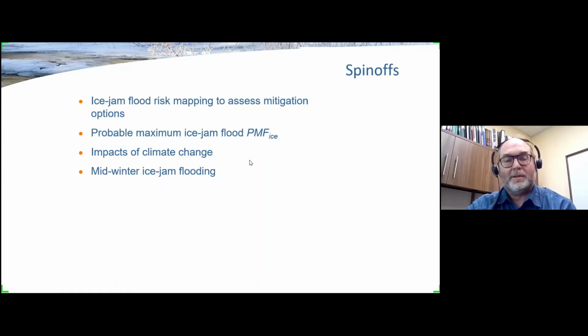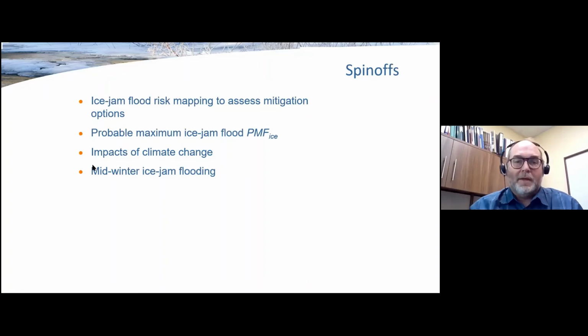Also looking at impacts of climate change, and particularly for the St. John River, looking at midwinter ice jam flooding and how that also might change. Forecasting that has its own particular set of challenges and difficulties, and also wanting to extend that in the future to see how that might change with climate change.